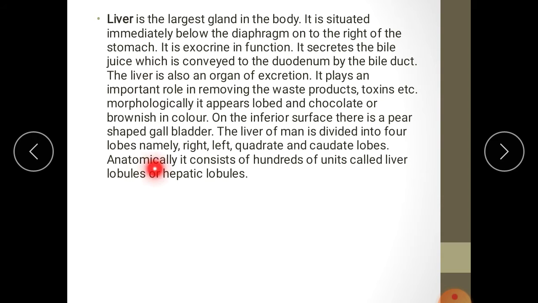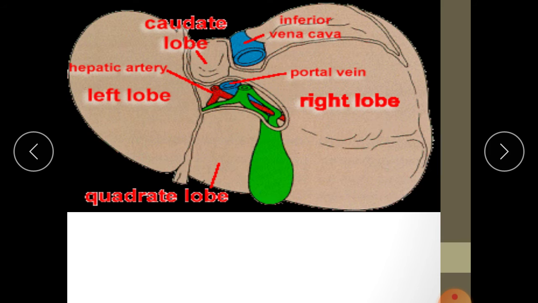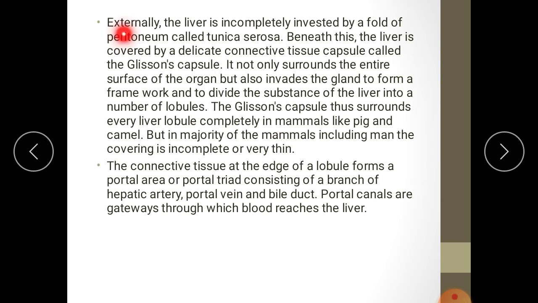Anatomically, each liver lobe is composed of hundreds of units called liver lobules, or hepatic lobules. These lobules are hexagonal or pentagonal in shape. Externally, the liver is incompletely invested by a fold of peritoneum. This peritoneum covers the ventral part of the liver, called tunica serosa.